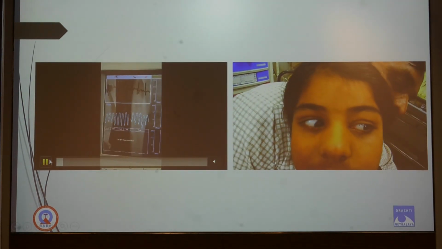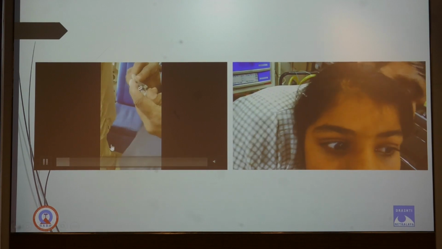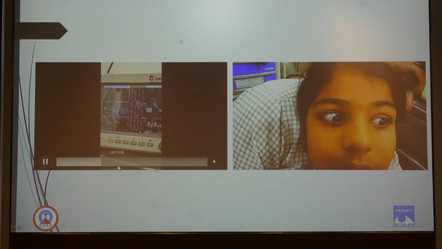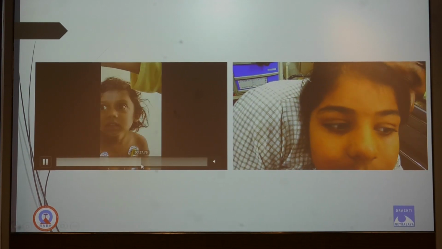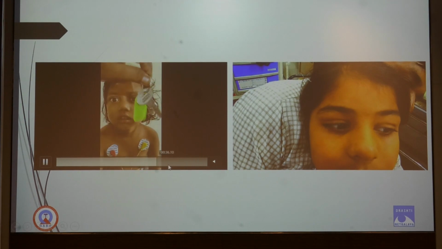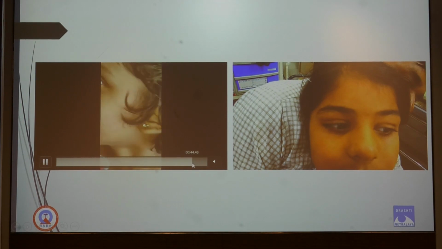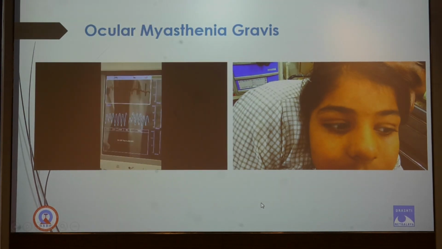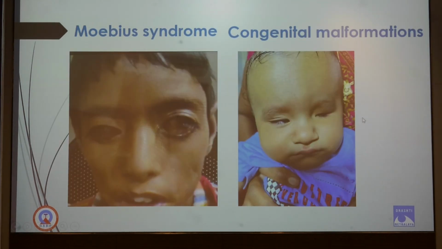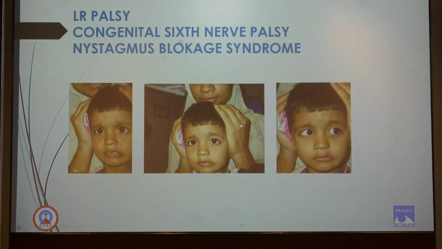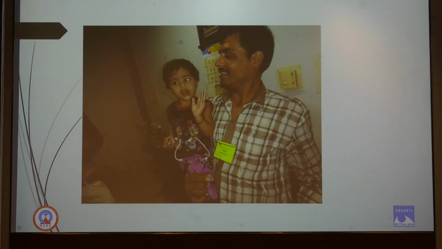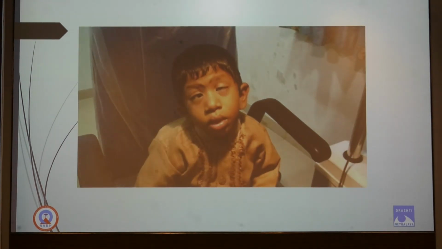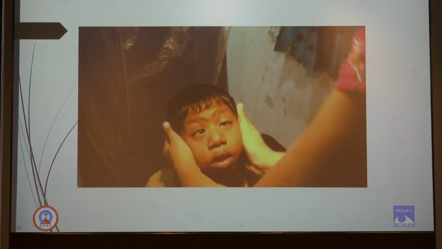Yet another small baby also presented with loss of movements. With all parameters, within 1, 2, 3 minutes of giving the test, she opened the eye completely and started moving the eyes. So that was ocular myasthenia. Moebius syndrome or congenital malformations, lateral rectus palsy or nystagmus blockage syndrome can also be there, and can be easily detected by the doll's eye phenomenon.